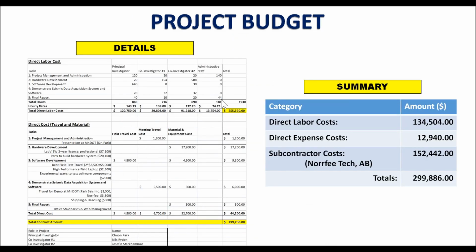Here is the summary of the budget. There will be about 135 grand for direct labor cost, about 13 grand for direct expense cost, and about 152 grand for subcontractor costs, totaling about 300 grand.